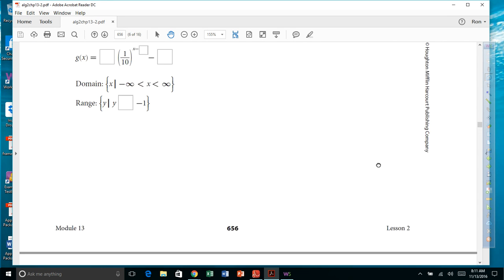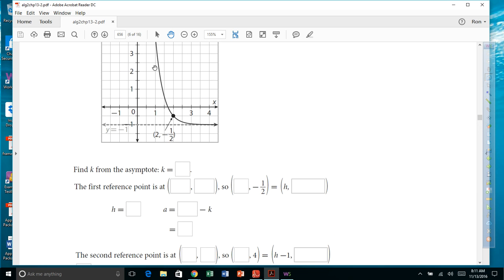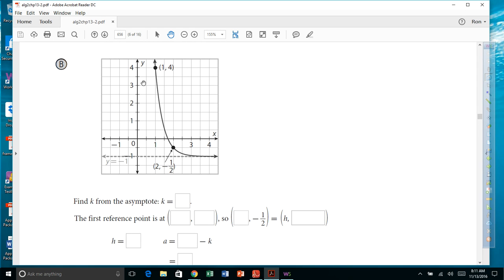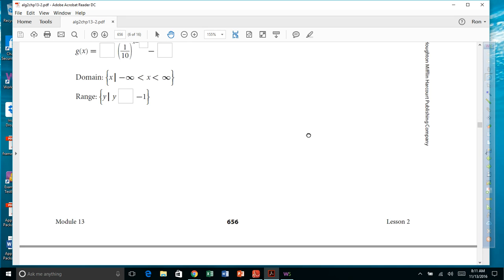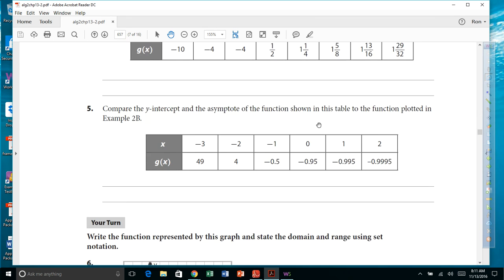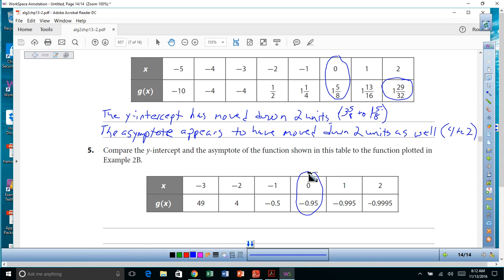Where's the there? I didn't have a copy of it. See, the y-intercept's not apparent. We don't know if it ever even crosses the y-intercept over here. So we don't know if it ever actually crosses the y. You can't see it in the graph, but here we see it crosses at -0.95.